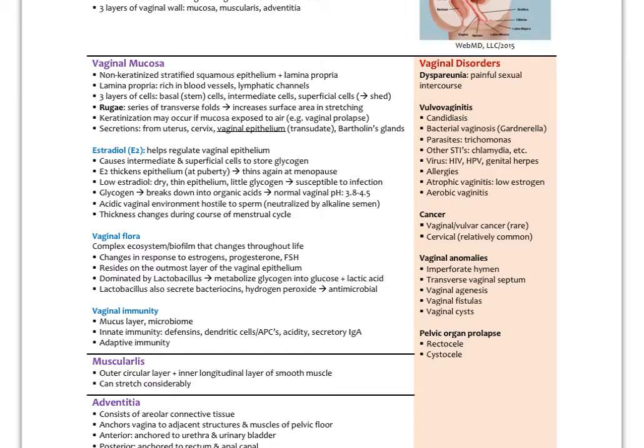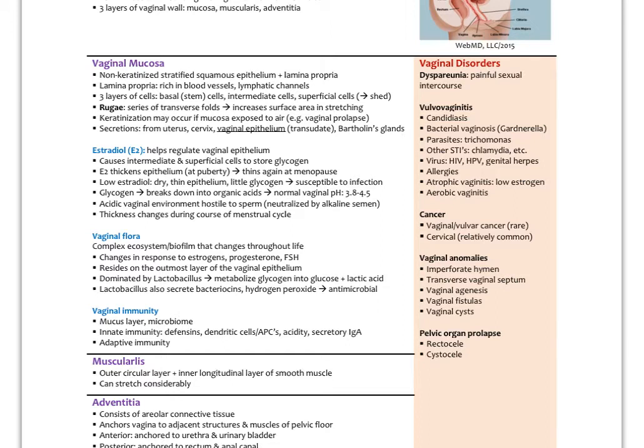Estradiol is very important for vaginal wall homeostasis. So the estradiol effects are to cause the intermediate and the superficial cells to store glycogen. This also is going to happen in the endometrial cells in the uterus. But in this case, glycogen, again, this is a storage form for glucose. The estradiol causes a thickening of the vaginal epithelium because of that. The epithelium thickens at puberty, and then it starts to thin with the drop of estradiol at menopause.